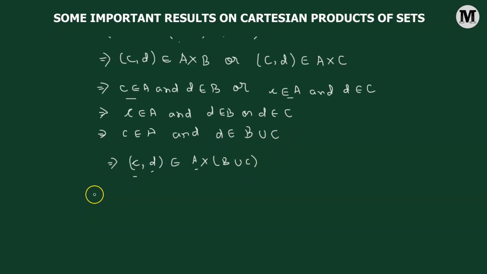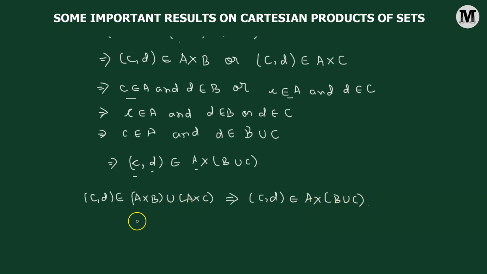So what we did, we started out by considering the element (c, d), which is an ordered pair that belongs to the Cartesian product of A and B union the Cartesian product of A and C, and we were able to show that this element also belongs to the Cartesian product of A and B union C. Which means we can now say this implies that the Cartesian product of A and B union the Cartesian product of A and C is a subset of the Cartesian product of A and B union C. Fine. So this is statement number 2.